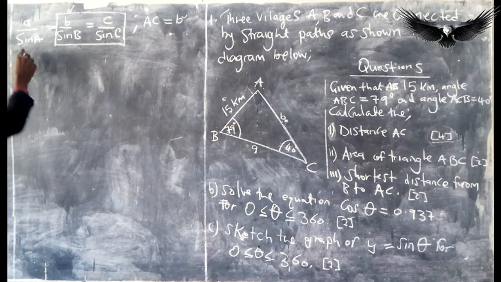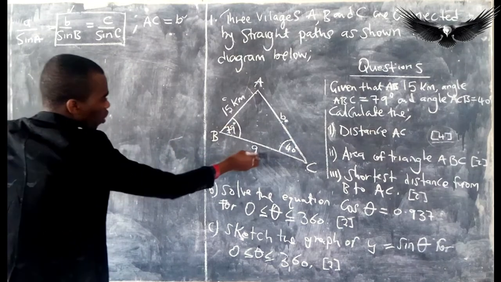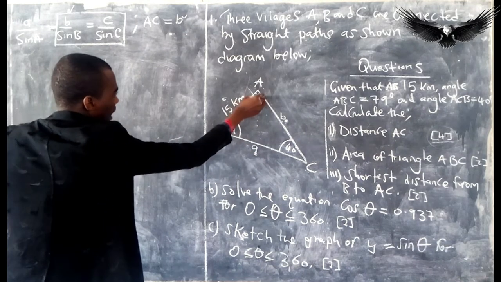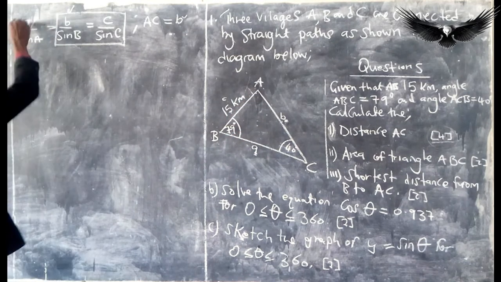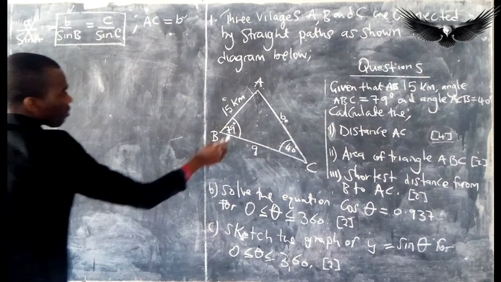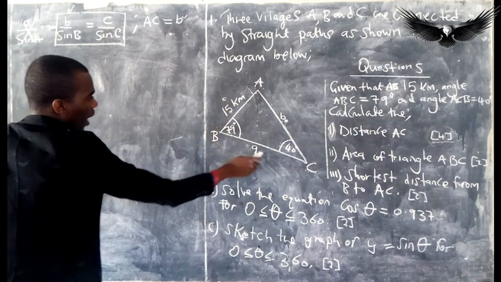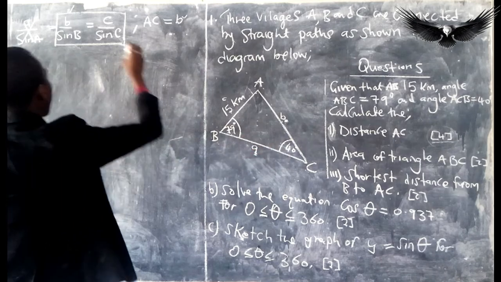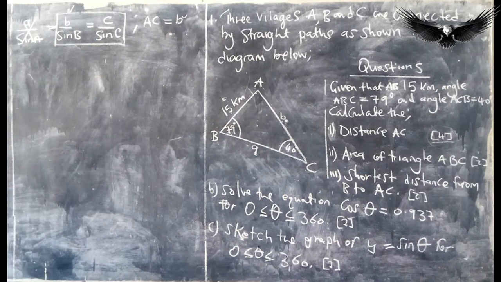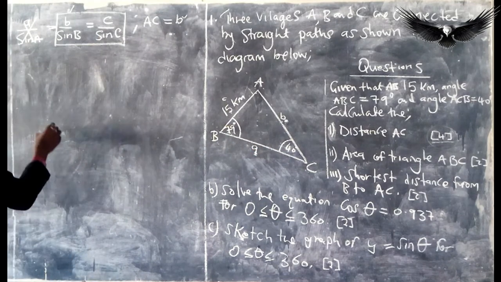Now, why can't we use A? We don't have A, and we don't have the angle. So this one can't work, it is out. So C, we have the side C, and we have the angle C. So this one can definitely work. So now we substitute.